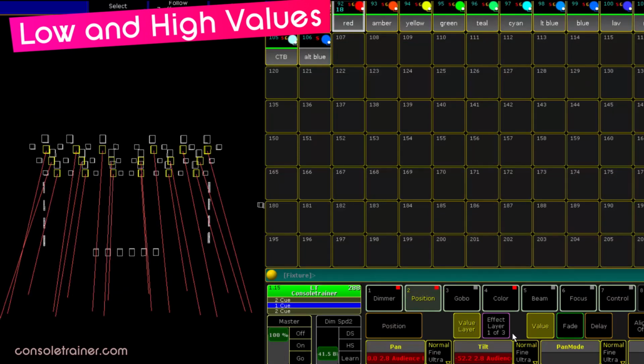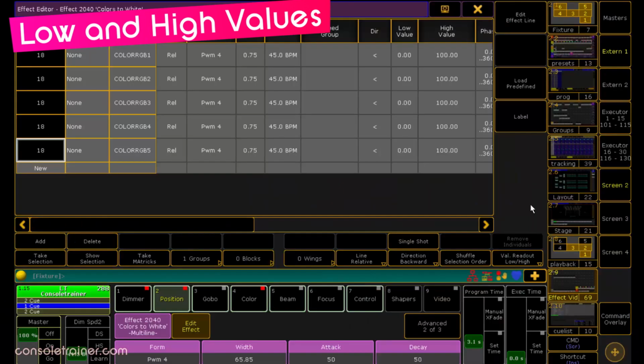So I can leave this effect running and switch to different color presets, and you'll see that we can pick any color to go back and forth to white. That's the beauty of a relative effect. Depending on what kind of attributes your lights have, you may need to add additional lines for channels like amber if you've got RGBA fixtures, or white for RGBW, but the concept is the same.